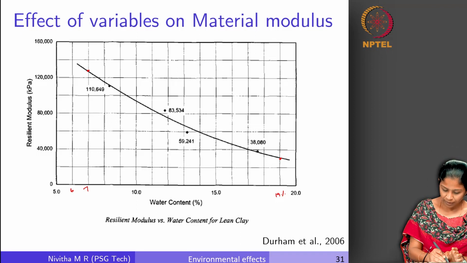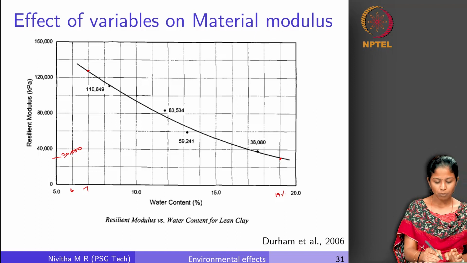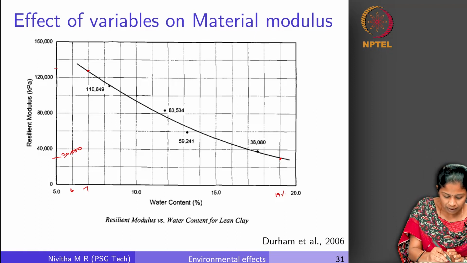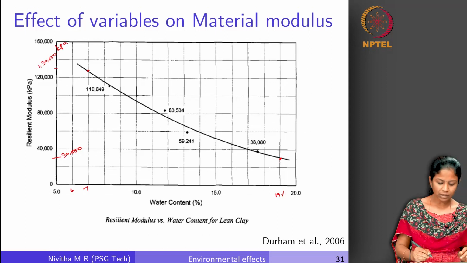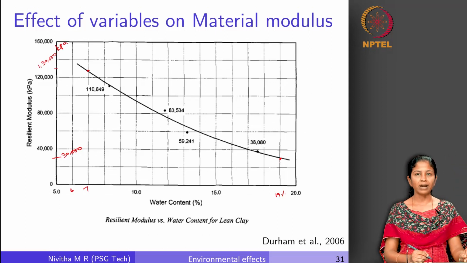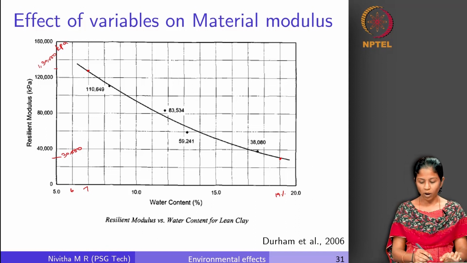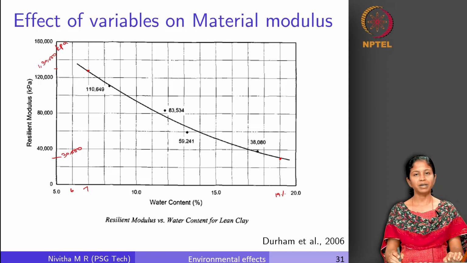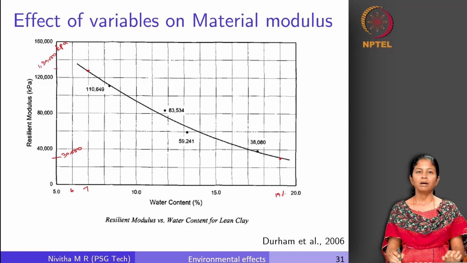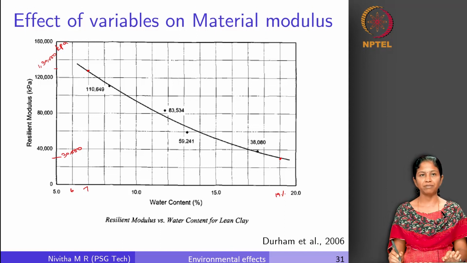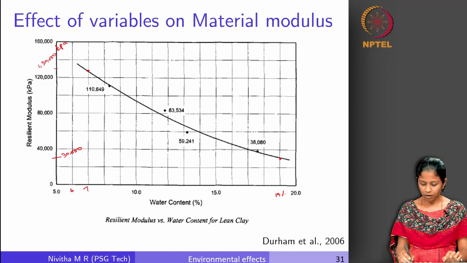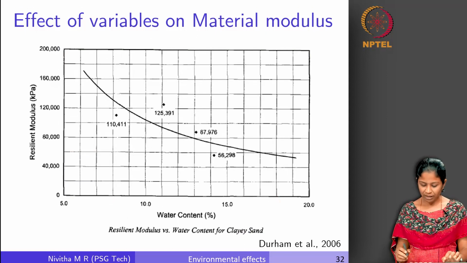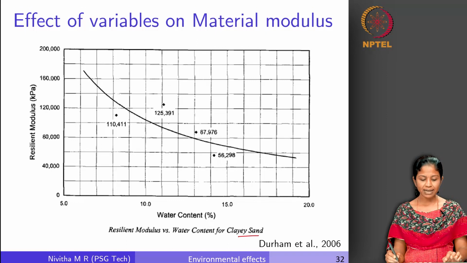If I call this 30,000 kilopascal, and let me call this 1 lakh 30,000 kilopascal, there is about 1 lakh kilopascal variation for a water content from 7 to 19%. So, as we mentioned earlier, moisture content has a significant effect on the resilient modulus. This is the effect on lean clay. Similarly, we can quantify the effect on clayey sand also.